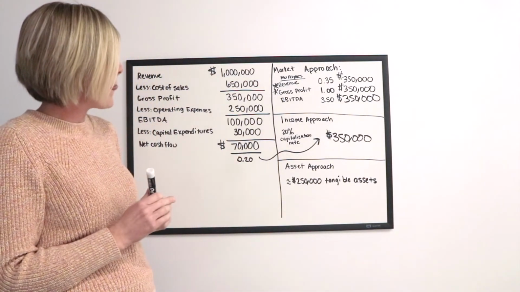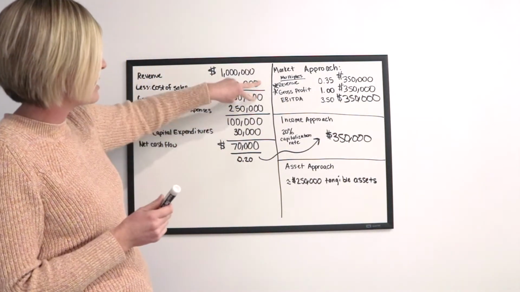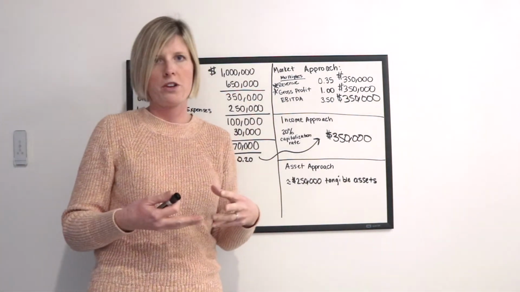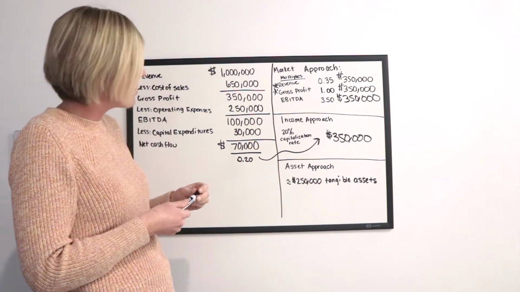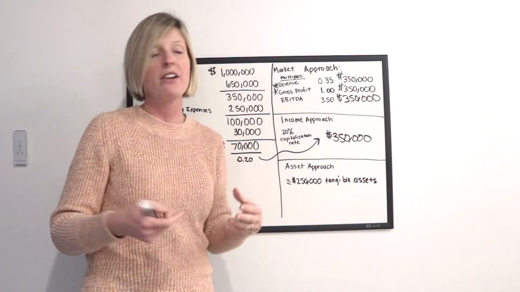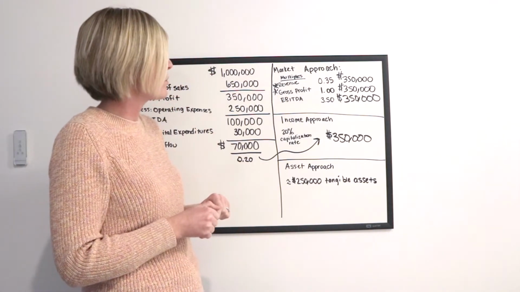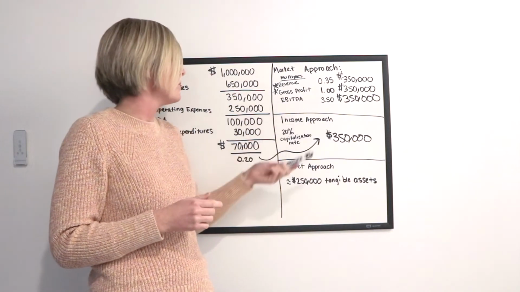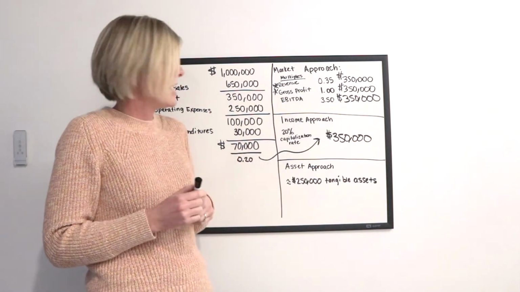Okay, so we can see that the market and the income approach have a very similar way of working, right? In both cases, we're looking at economic benefit to a prospective buyer, and we're applying some sort of required rate of return, whether that be by way of a multiple or a capitalization rate.